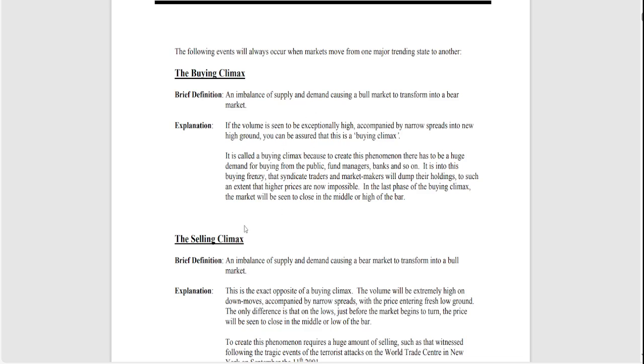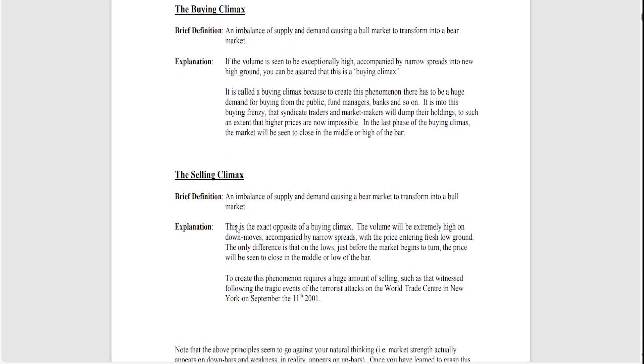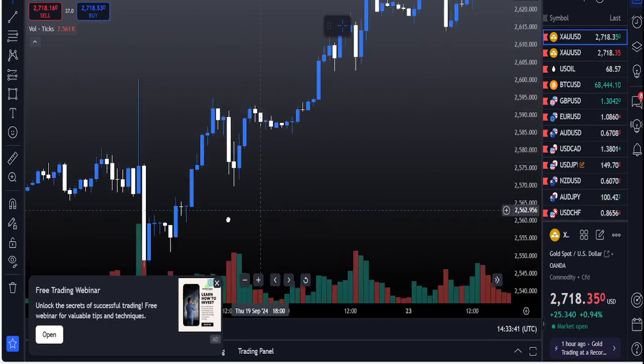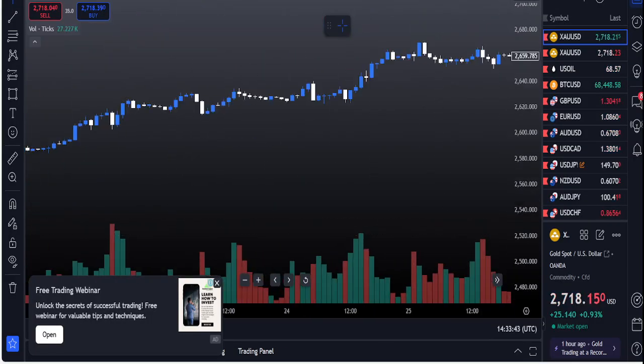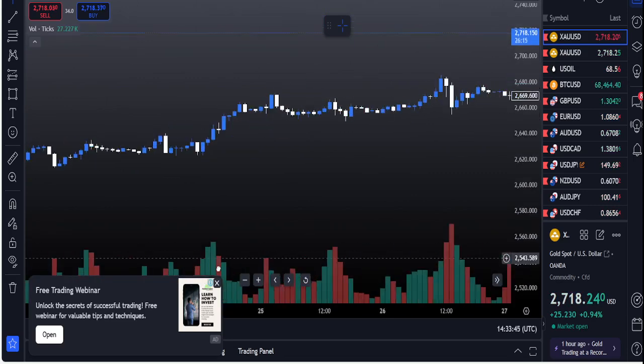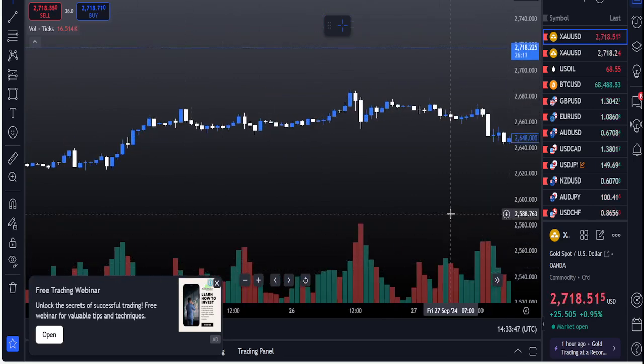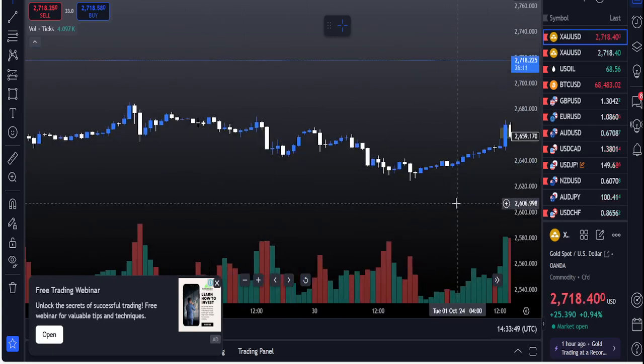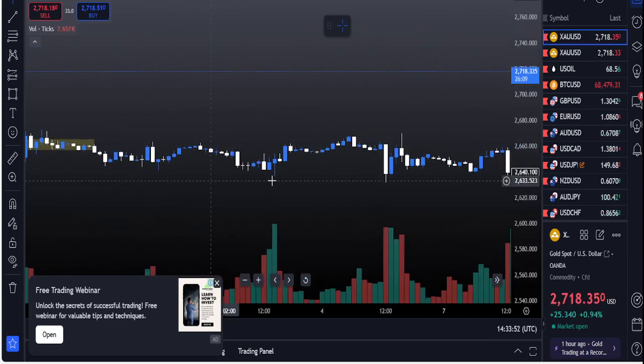So you will read that a selling climax is the opposite. It is the start of the accumulation phase. Let me show you the selling climax as well.